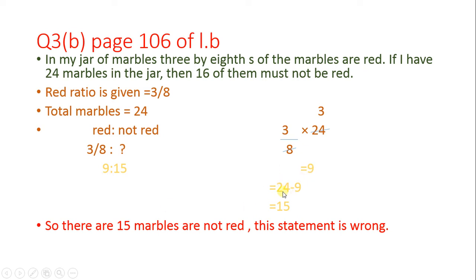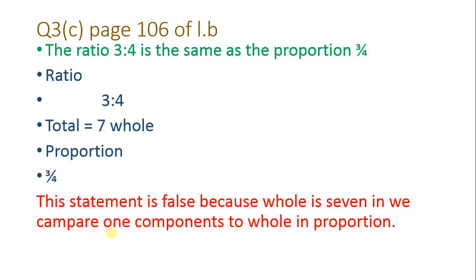9 will be down, and I have to find the second value. When I subtract the first value from the given value, 24 minus 9, it will be 15. So I have 15 not red marbles here, and in the statement the child is saying 16 must be not red. So according to the solution, this statement is not true, or this statement is false, you can see.